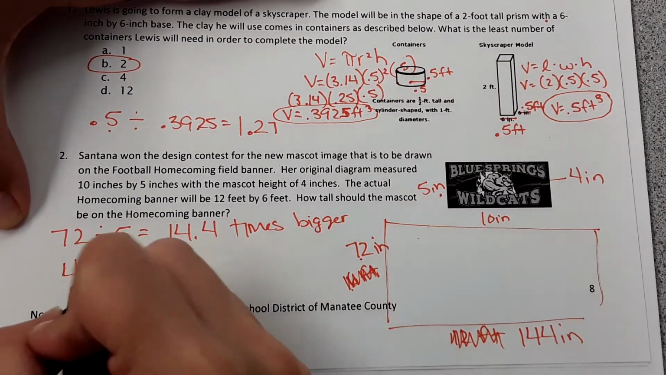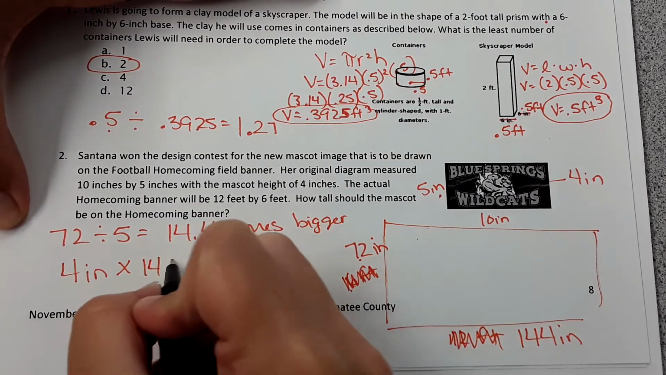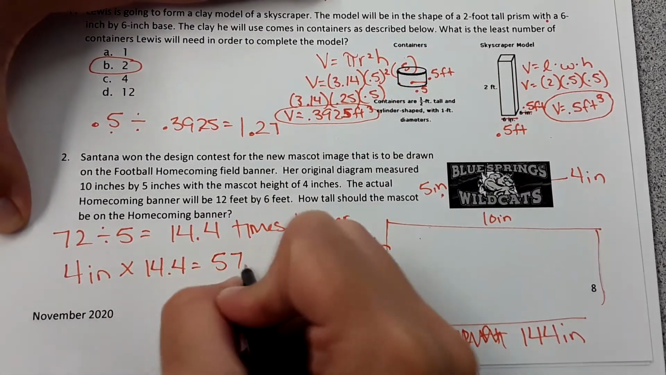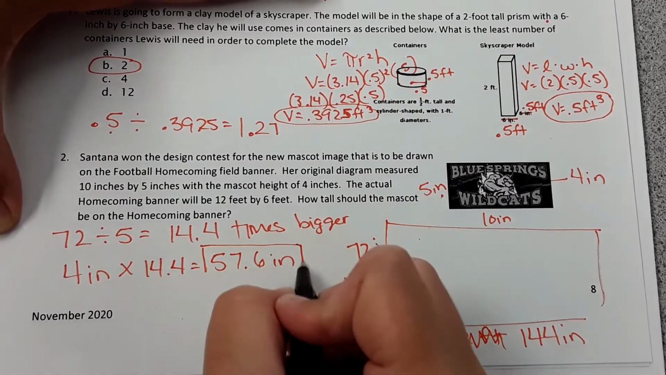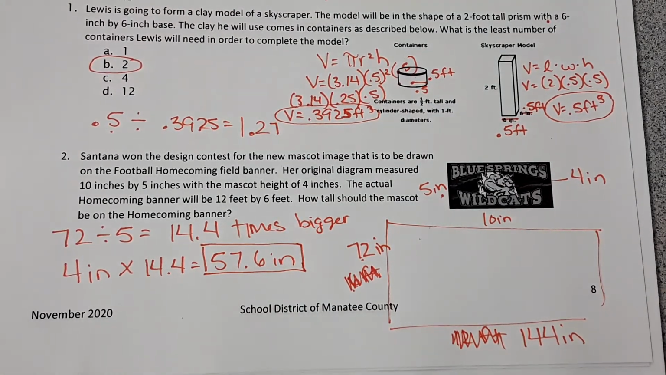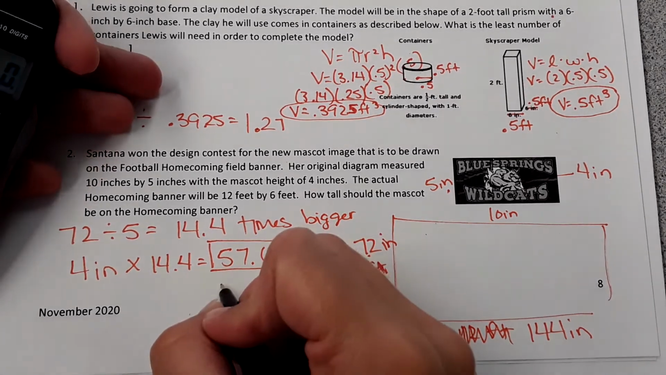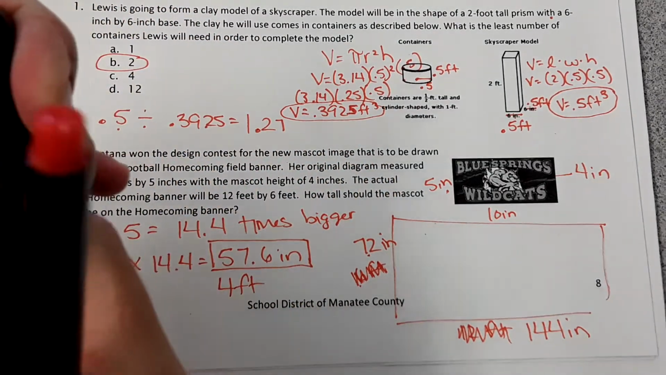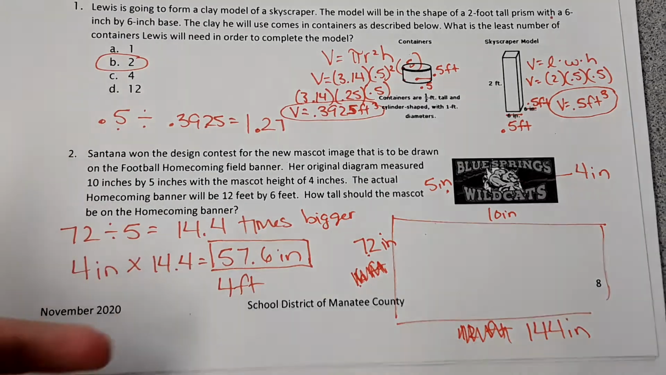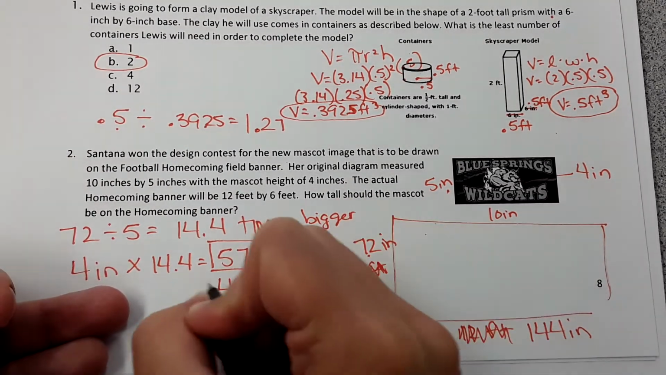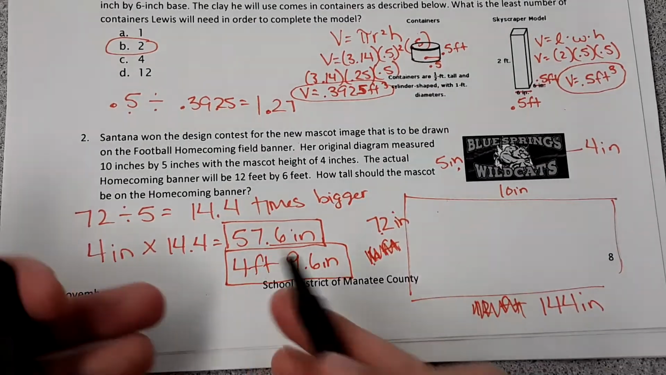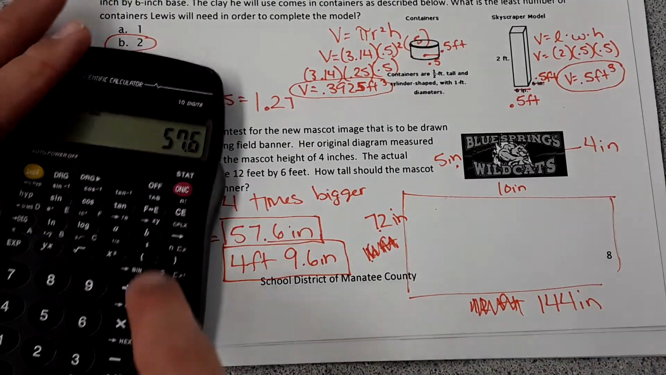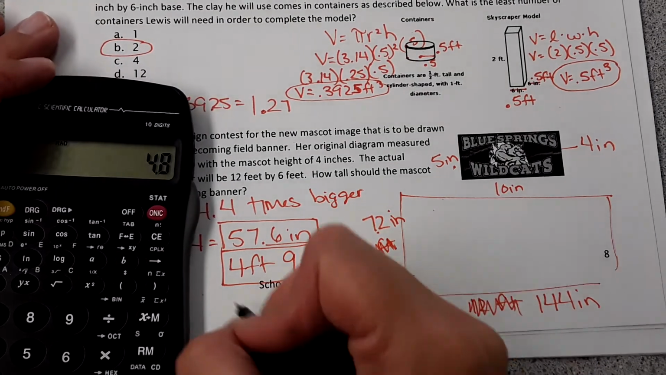And then the mascot in the original is 4 inches. I need to multiply that by 14.4 to get 57.6 inches. But you go to the multiple choice, 57.6 is not there. What else could be there? 58. Well, how many feet are in that? There's 4 feet there. 4 feet, 57.6 minus 48 is 9.6, so 4 feet, 9.6 inches could be in the answer choices. Also, if you took 57.6 and divided by 12, you get 4.8 feet.